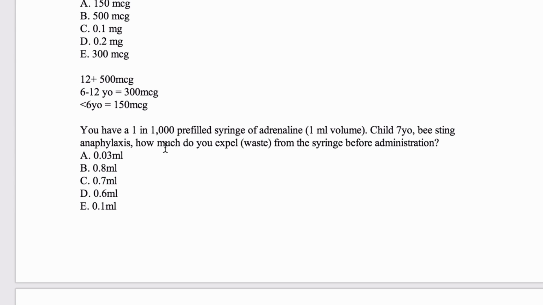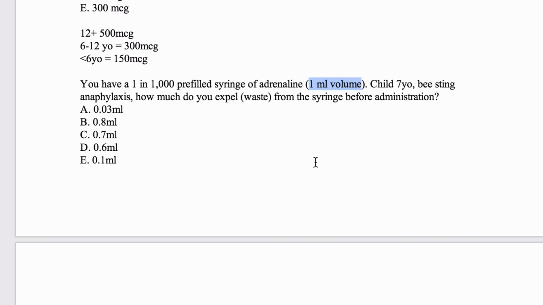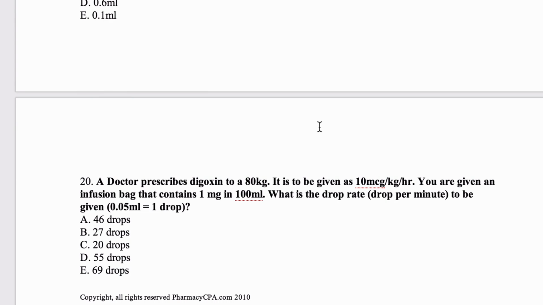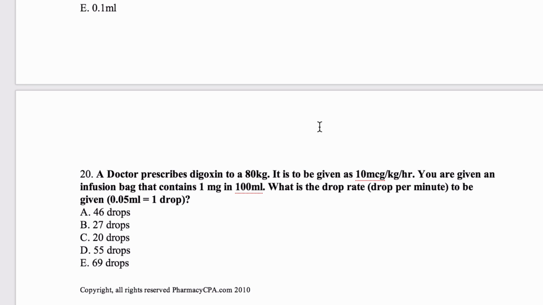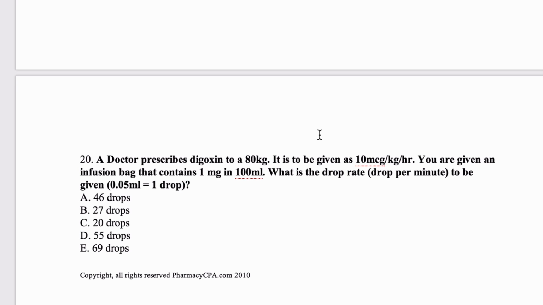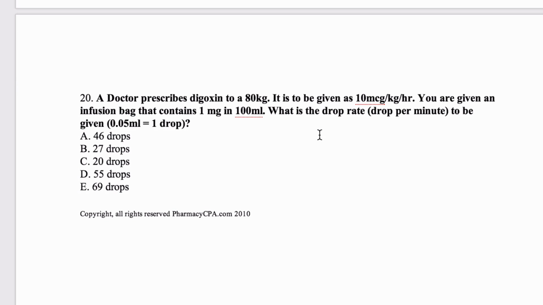But you have a pre-filled syringe, which is 1 ml. So 1 minus 0.3 ml. Very good. Okay, 0.7 ml. So it's actually reading the question because you're asking how much waste. Okay. That's tricky. It's a good question. Yeah.